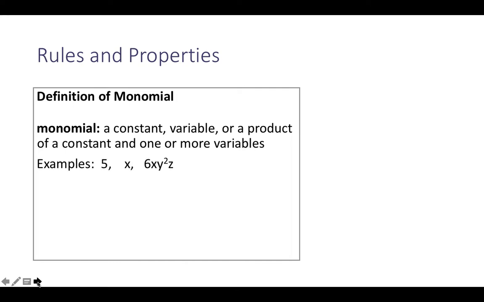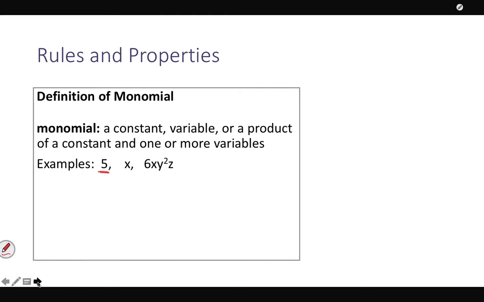So for example, just the number 5. Yes, that's a constant, but it can also be considered a monomial. Just a variable x can be considered a monomial. But a typical monomial would look something like this. Maybe not so many variables, but a product of a number and variables.